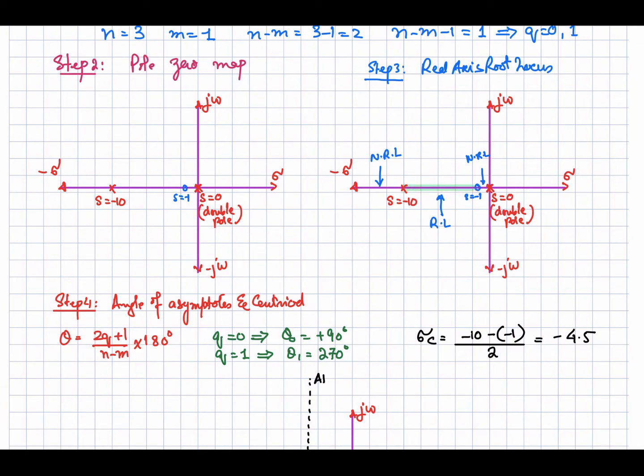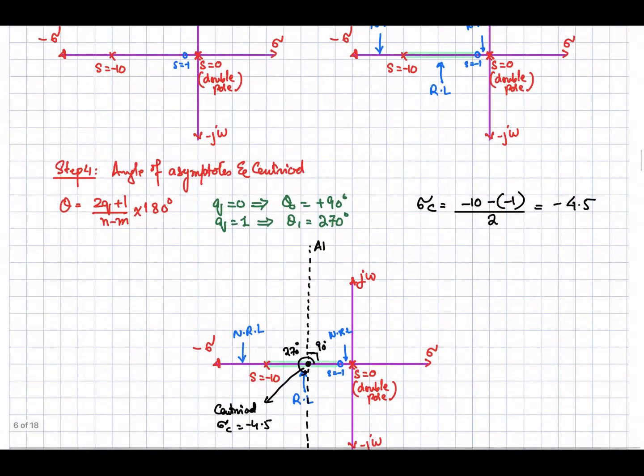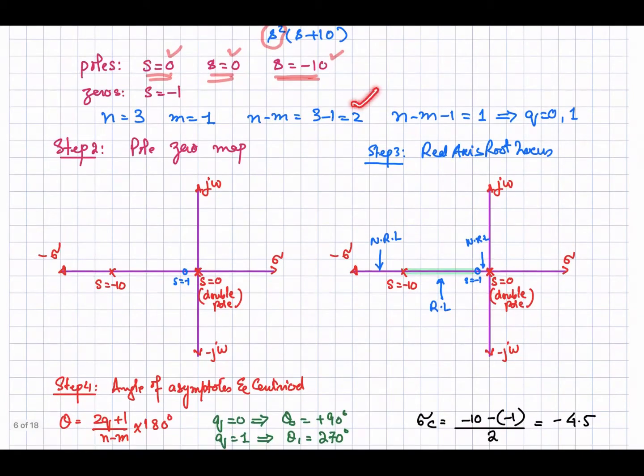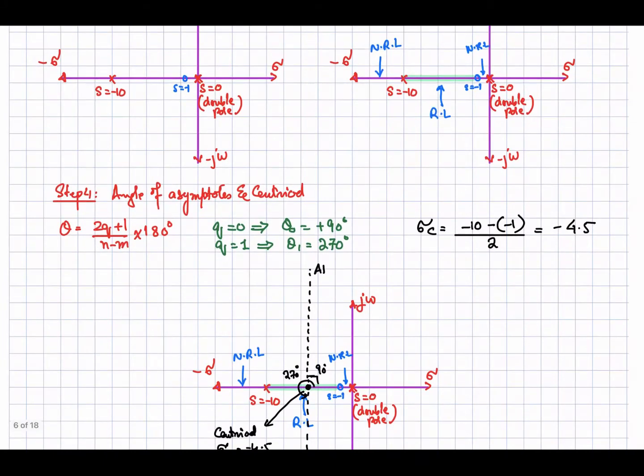Okay, now let's look at the angle of asymptotes and the centroid. As we have seen, q is equal to 0 and 1, so we know the expression for the asymptotic angles, that is this one. So first of all, taking q equal to 0 and n minus m equal to 2, using this we can find the angles of the asymptotes, the 90 degree and the 270 degree. And the centroid can be obtained by taking the summation of the real parts of the poles minus the real parts of the zeros, right?